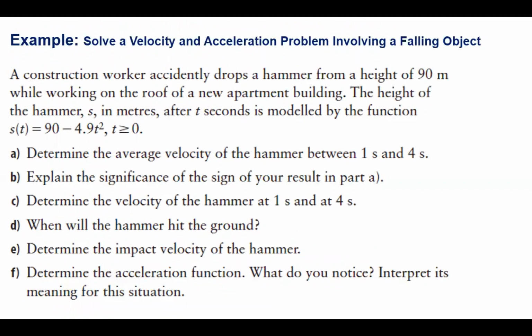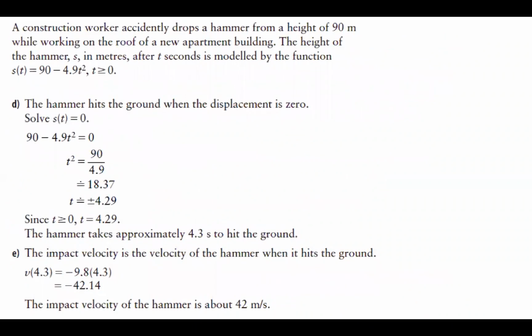Okay, so question F asks us to determine the acceleration function. Now let's find its acceleration function. So note acceleration is the derivative of velocity, right? So we know the acceleration function, let's write it here: a(t) equals dv/dt, or d squared s by dt squared, which is the second derivative of s with respect to t, right?